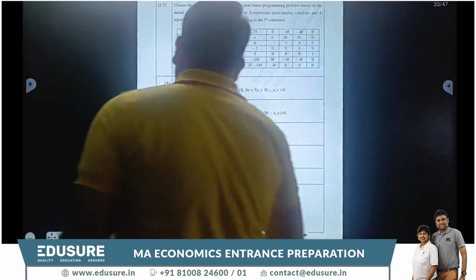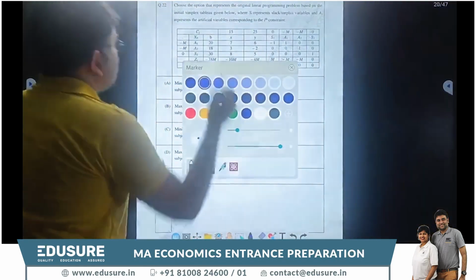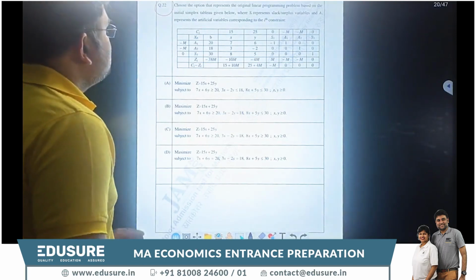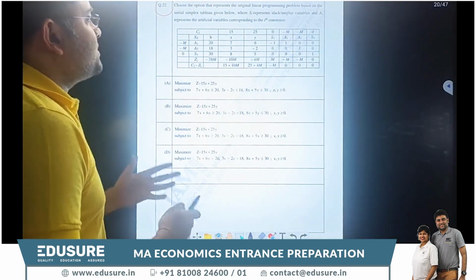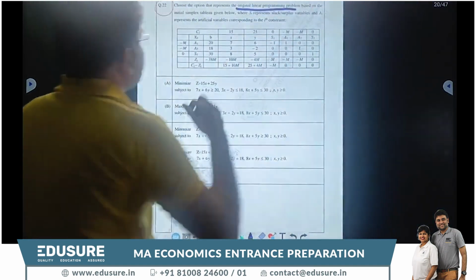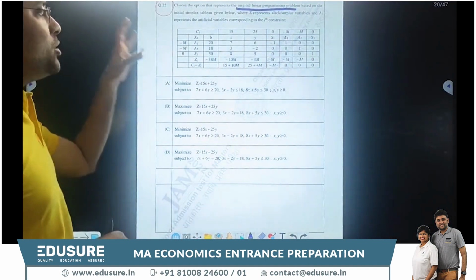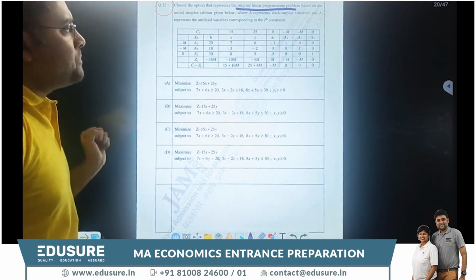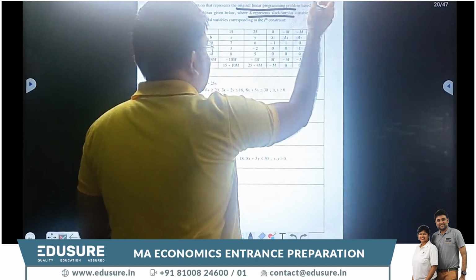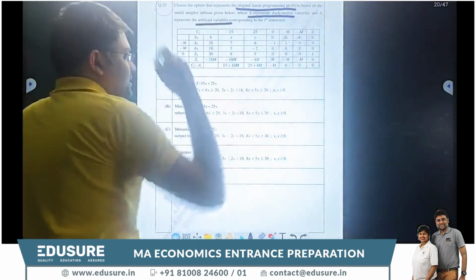IIT JAM 2022 question number 22. Okay. Choose the option that represents the original linear programming problem based on the initial simplex tableau given below. Where Si represents the slack and surplus variables and Ai will represent the artificial variables.